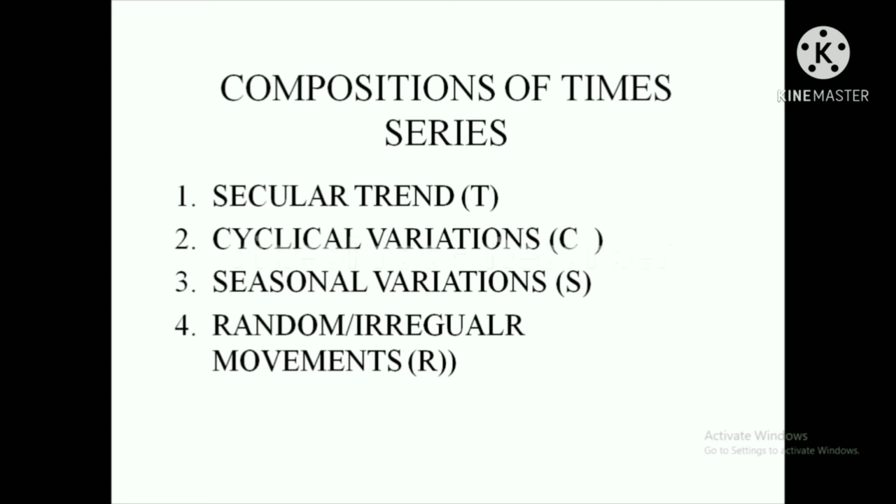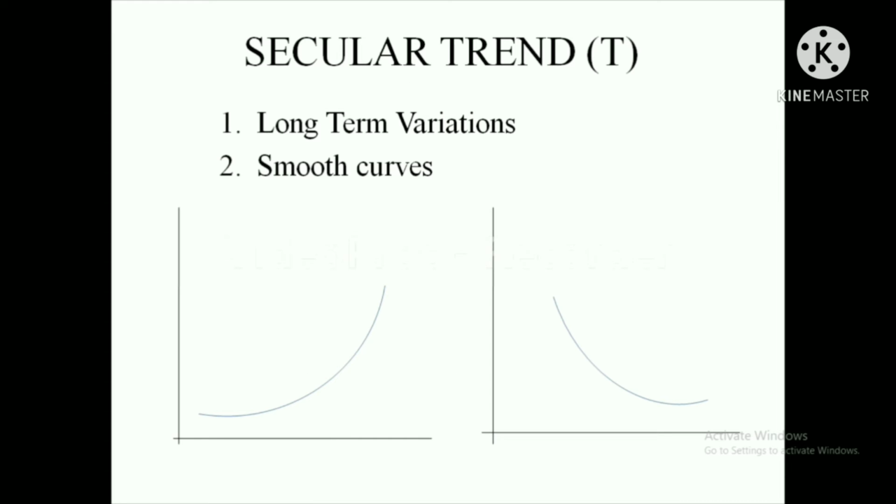The first is called the secular trend. The secular trend is the long-term variation; it is a study of long-term variation. In this component we take the variables for a long period of time, like 10, 15, 20 years at a stretch. It will mostly be a smooth curve, going up or going down, though it can also stay in the middle. But yes, it is based on long-term variation, and it will normally be a smooth curve.